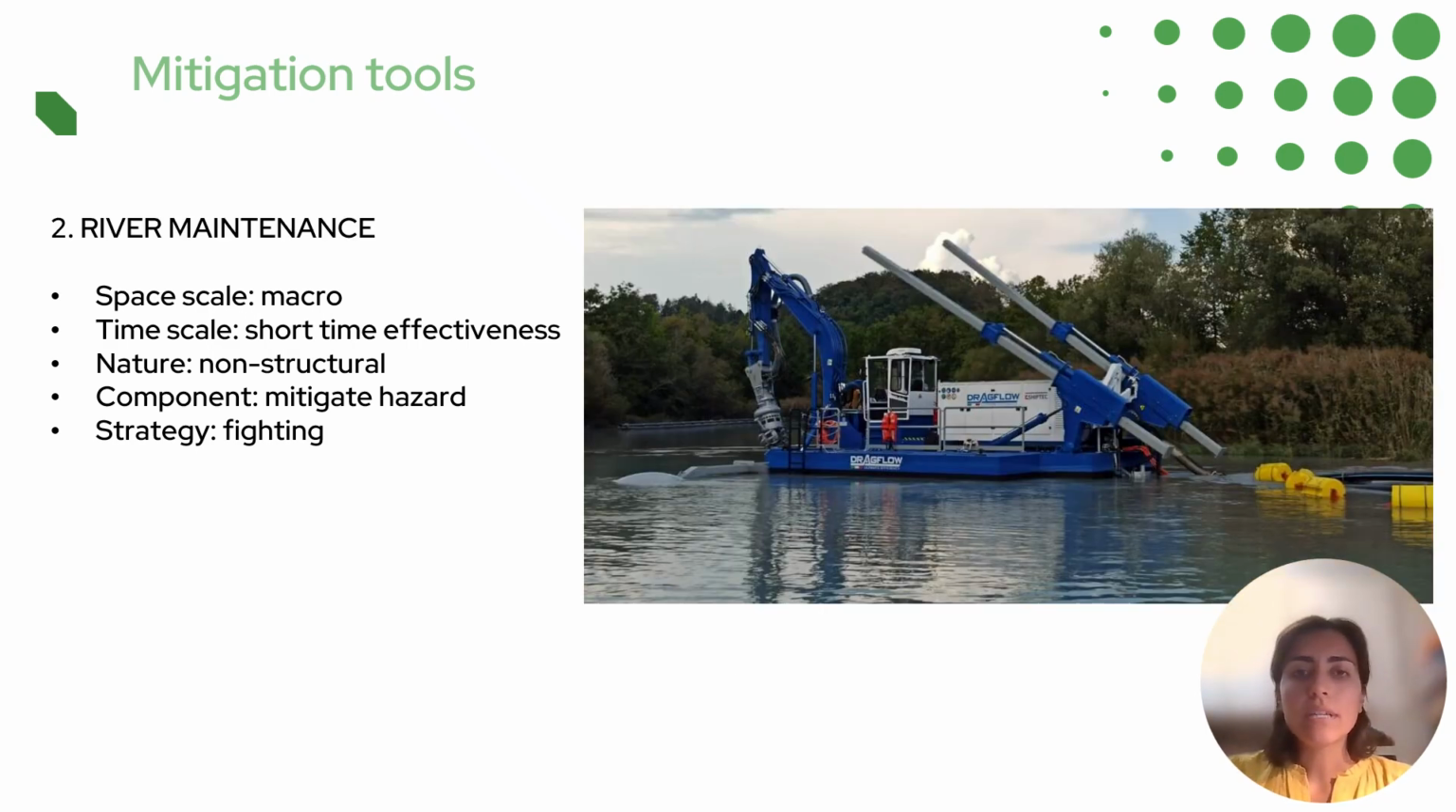Another important tool is river maintenance. This is also a non-structural measure at the macro scale, but it is effective only in the short term, meaning it requires continuous interventions. Maintenance includes activities like removing sediments, clearing vegetation, or repairing banks. By keeping the river channel in good condition, the risk of flooding is reduced. Again, this is part of the fighting strategy, because the intervention directly reduces hazard intensity.